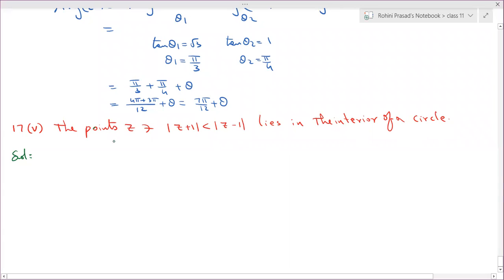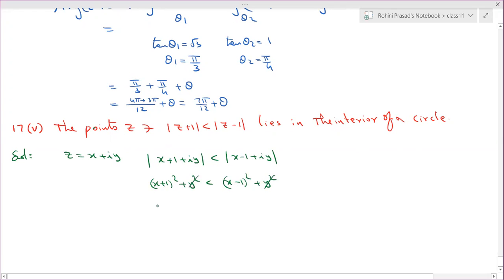So to verify this result, let us take z equal to x plus iy. Then the modulus of x plus 1 plus iy is less than the modulus of x minus 1 plus iy. Because it is a modulus, you can square on both sides. Then it becomes x plus 1 the whole square plus y square is less than x minus 1 the whole square plus y square. The y square gets cancelled on both sides, and x square plus 2x plus 1 is less than x square minus 2x plus 1. So 4x is less than 0, and x is less than 0.